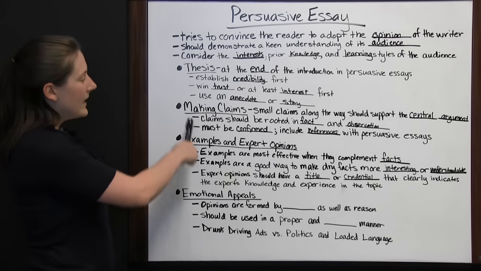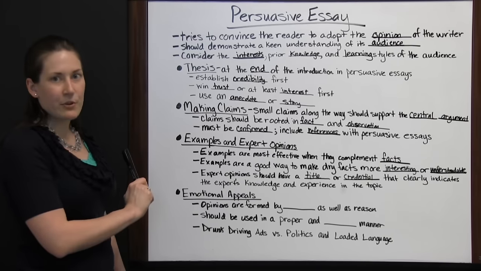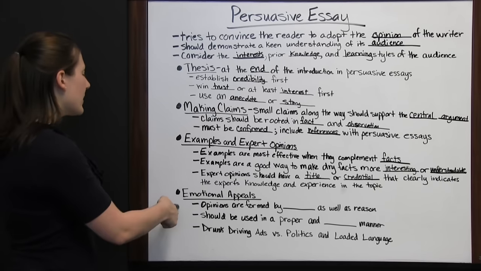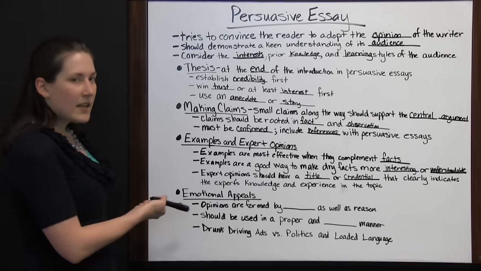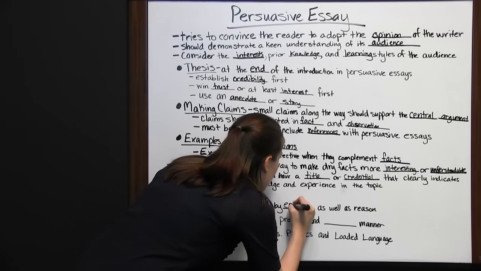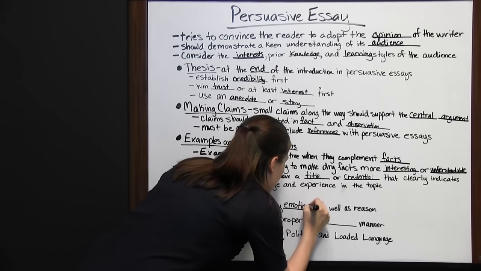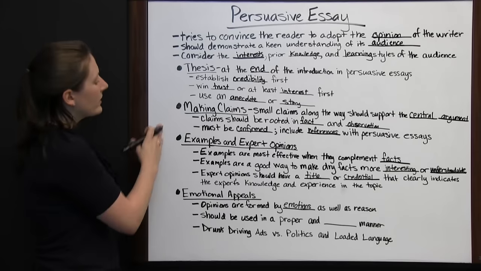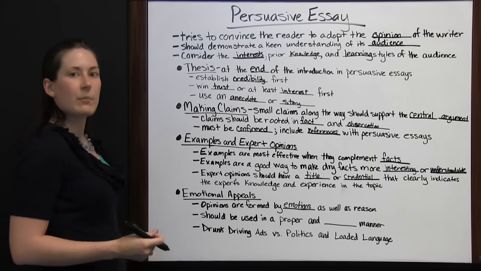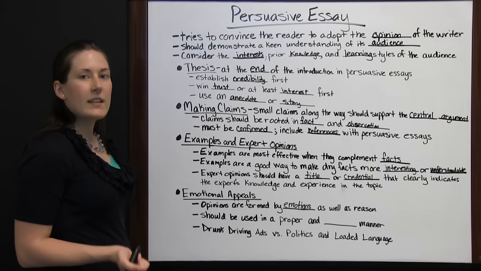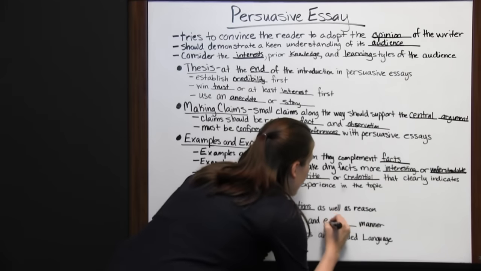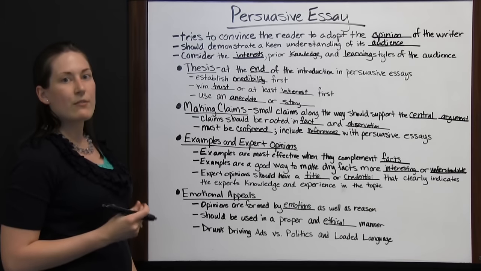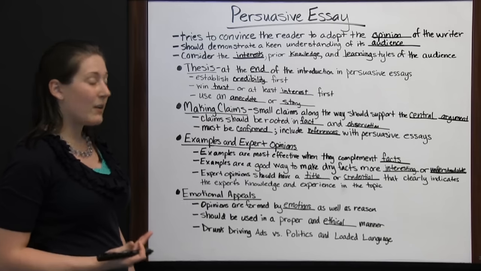Now, we've looked at making claims, using facts to support your thesis, and using examples and expert opinions to back those up, but you can also look at emotional appeals. Opinions are formed by emotion as well as reason. So the other techniques are going to play more on reason, more on logic, where emotional appeals are going to pull on a reader's emotions. These should be used in a proper and ethical manner. And that's important to remember. If you're going to appeal to a reader's emotions, you need to be responsible about it and make sure you're doing it the right way.